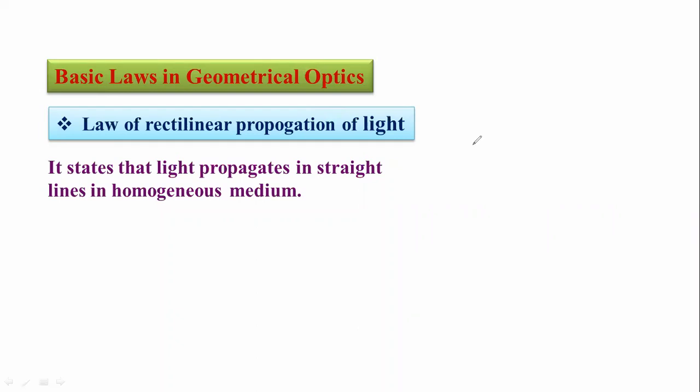But if it comes from air medium to water medium, then there is a different phenomenon. So what are we doing here? The first basic law states that light moves in a straight line. That is what we call rectilinear propagation. So that is the first law of geometrical optics or ray optics.